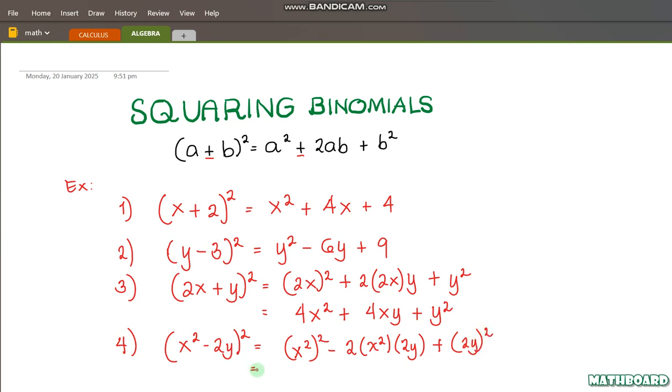So simplify. (x squared) raised to 2. So multiply the exponents. 2 times 2 is 4. Then 2 times x squared times 2, 2 times 2 is 4, x squared y. Then what is (2y) squared? 2y times 2y, that is 4y squared. You see, the steps on solving or expanding a binomial raised to the second power are very easy.